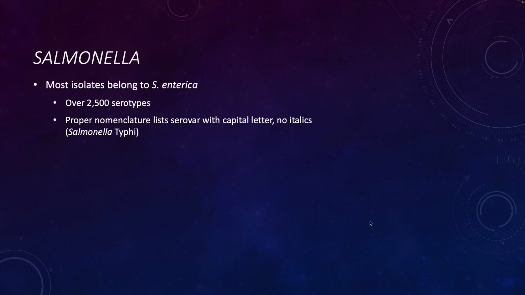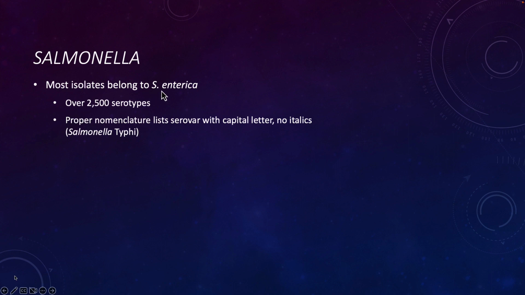So when you talk about Salmonella typhi or typhimurium or whatever, you're actually talking about Salmonella enterica serotype or serovar typhi, typhimurium. And so the proper nomenclature would be the genus Salmonella, italicized like normal, but then the serovar will be non-italicized and will have a capital letter. That's one thing that sometimes I see students are not great with, is how to properly write scientific species names.